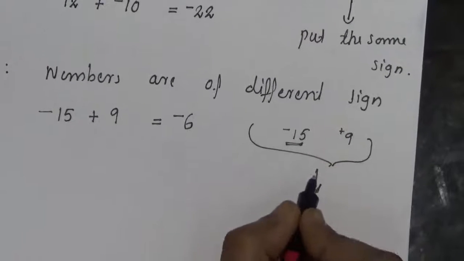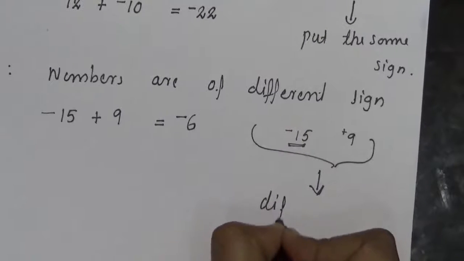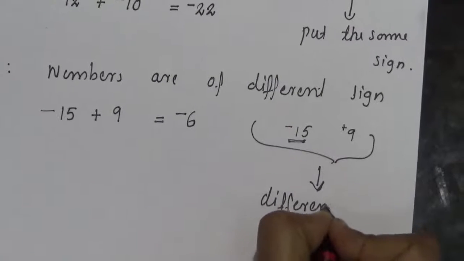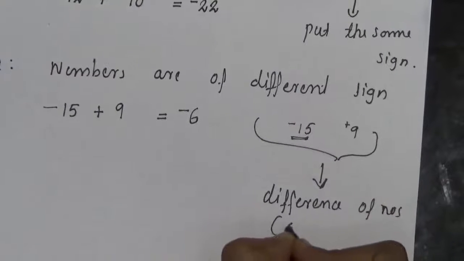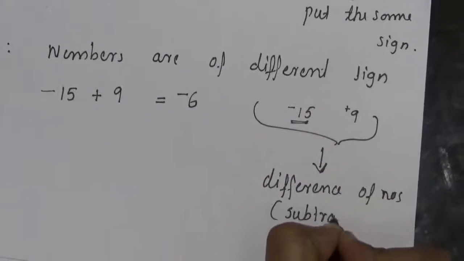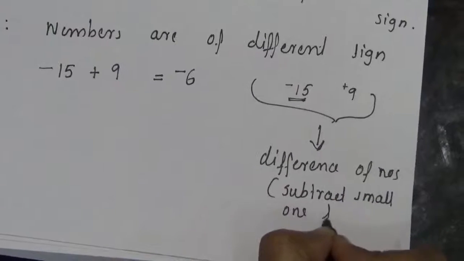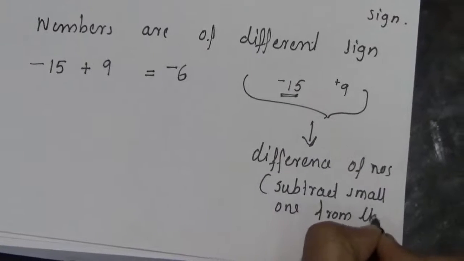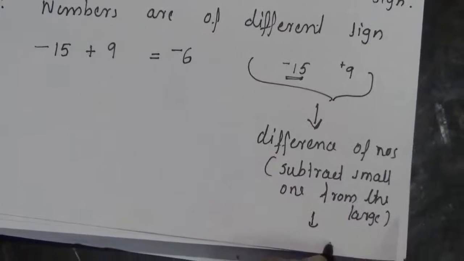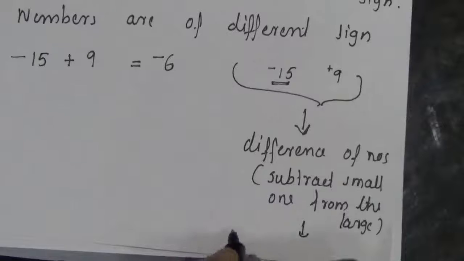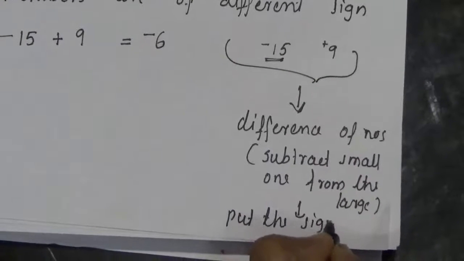Without considering the signs, take the difference of those two numbers. Difference of numbers means subtract the small one from the large. So you'll get a difference. Then put the sign of the large number.